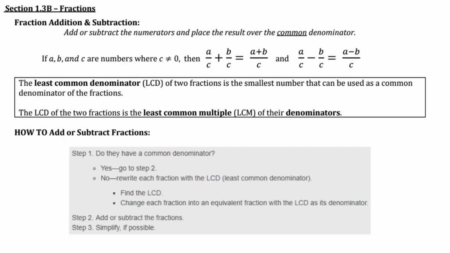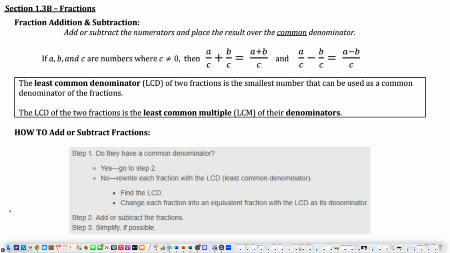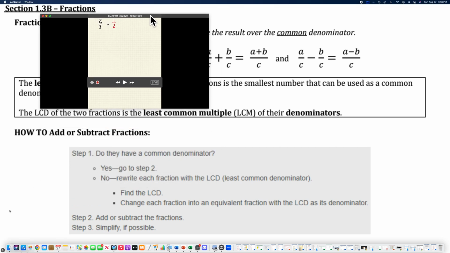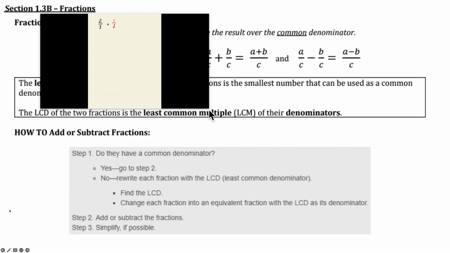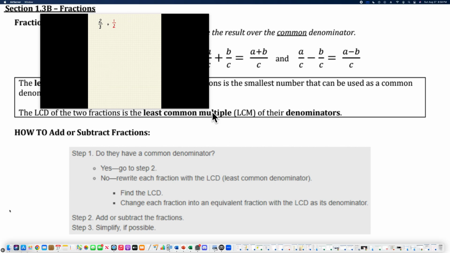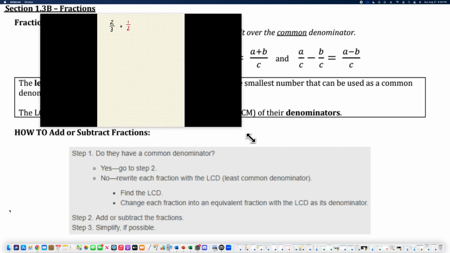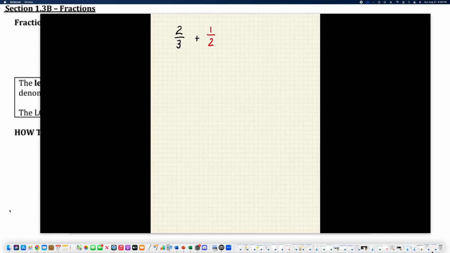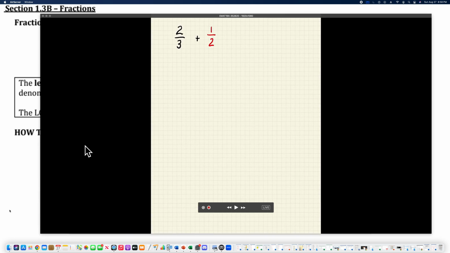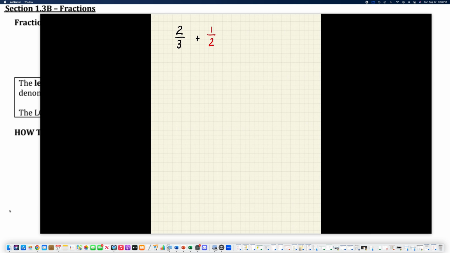Now what I want to show you here, and I think this is very helpful because sometimes we forget that we have to have common denominators. And if things don't look right, let me give you an example of what I'm talking about. I'll show you a very straightforward problem here. Okay, so what do I mean? Well, here you have 2/3 plus 1/2.